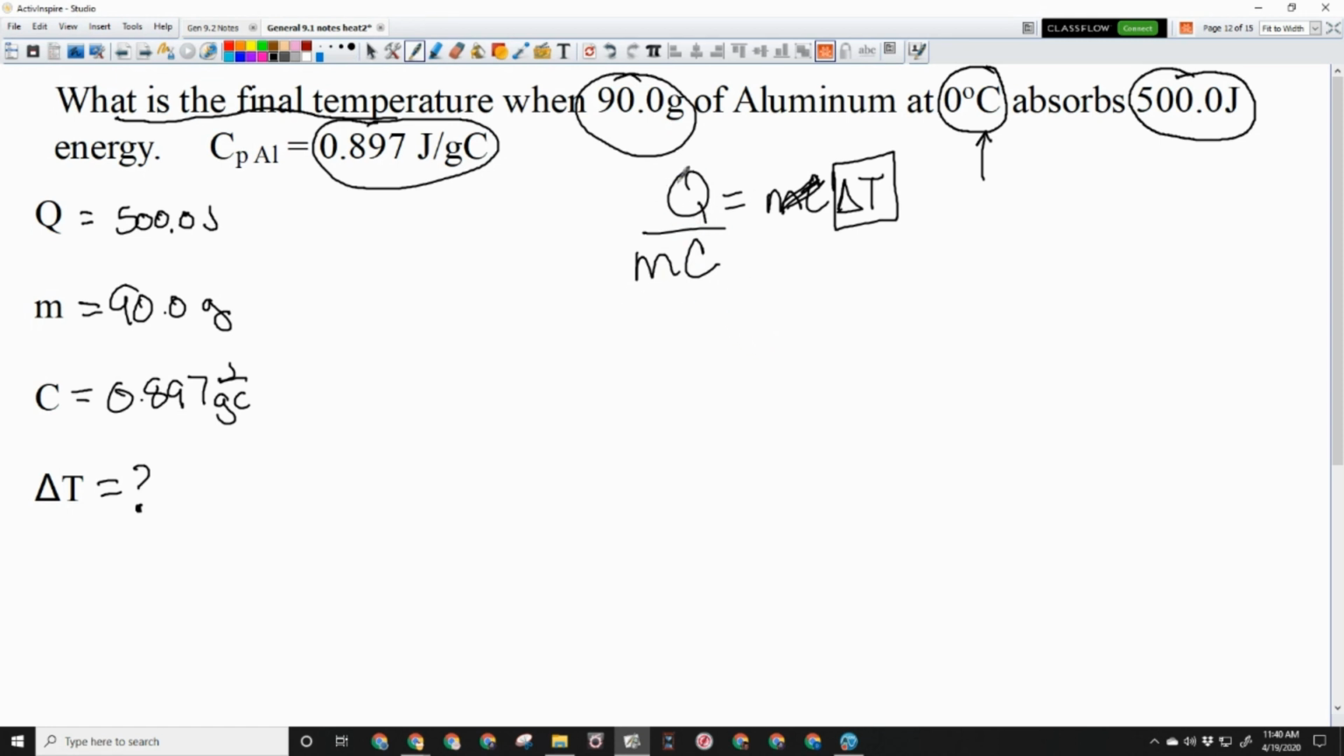All right, so let's check our units. J should be our heat, and it is. Mass should be in grams, and it is. And this is joules per grams degrees Celsius, so all the units match. So that means we're going to get our temperature in Celsius, which is what we have here. So we're not going to have to do any conversions. We're just going to have to do some subtracting when we get our answer. So now we can plug in our numbers, 500 over 90 times 0.897.